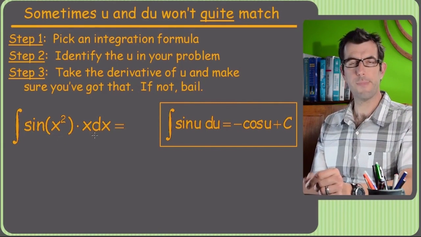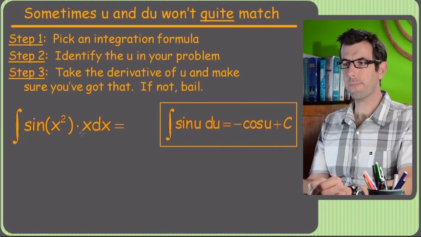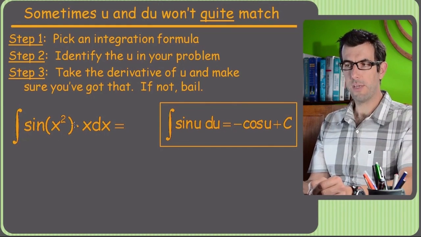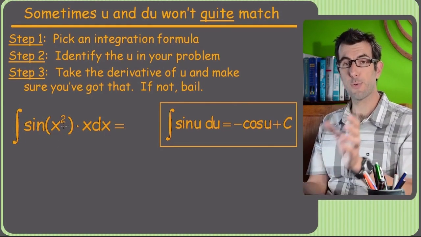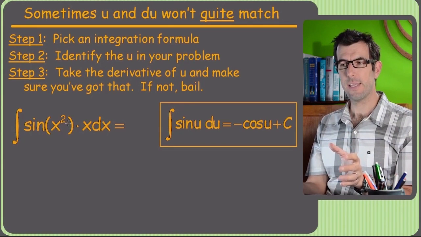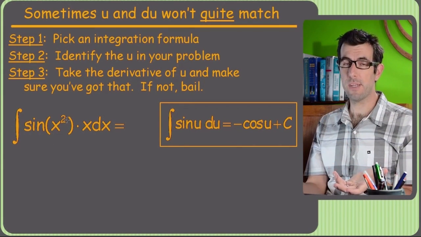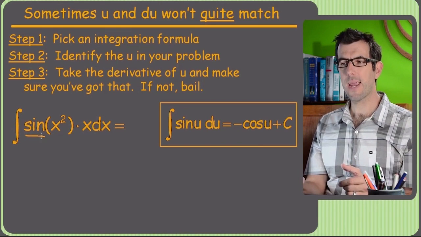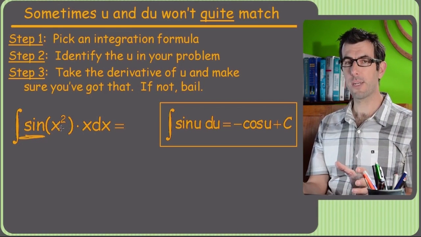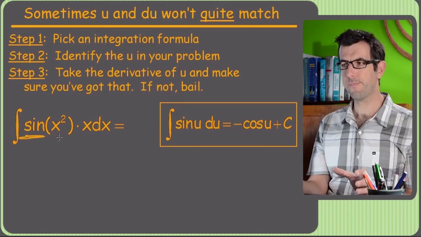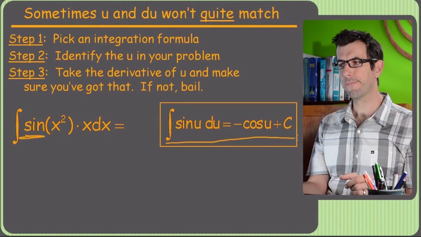Alright, so here's another one. Let's take a crack at it. So obviously if I'm looking at sine x squared, the thing that's really sticking out to me, and this same thing would be true if I was taking the derivative of this instead of the integral, we got a sine here. So it really seems like we're going to need the sine integral formula. So I wrote that right here.